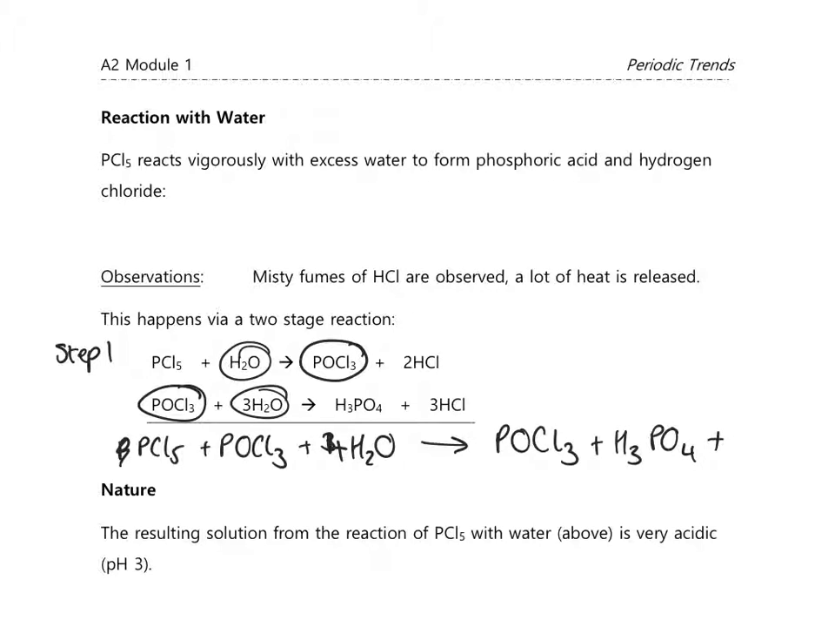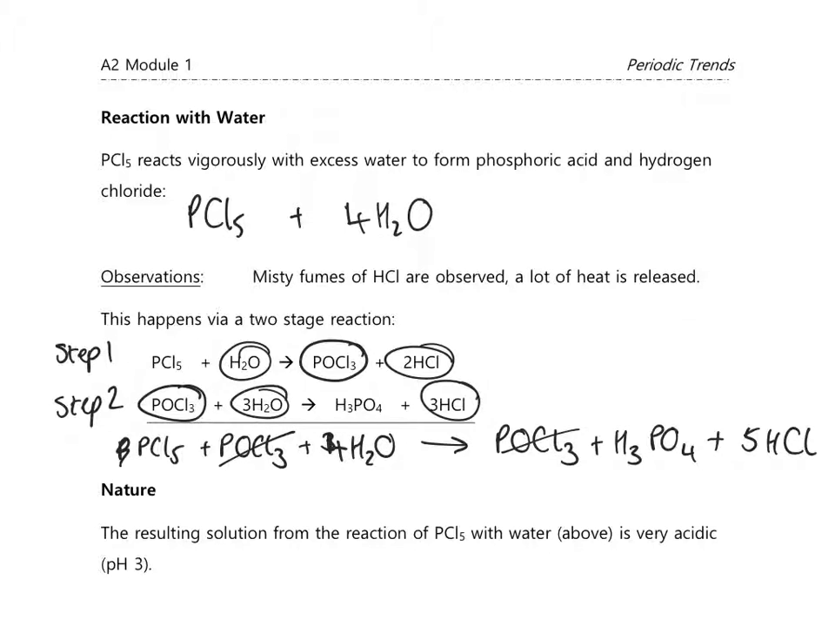Can you always do this? This is a 2-step process. I'm adding the 2 equations together to get the overall equation. Then totaling up my hydrogen chlorides, I've got 5 HCl. Now I can cross off what appears on both sides of the equation, so I can cross off my POCl3. So your overall equation you can rewrite as just this.